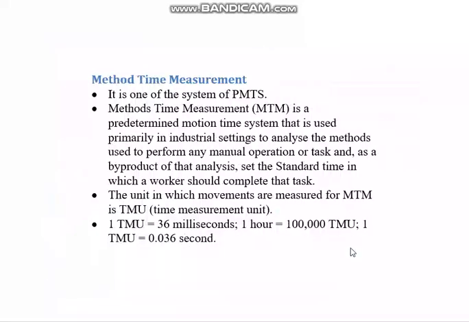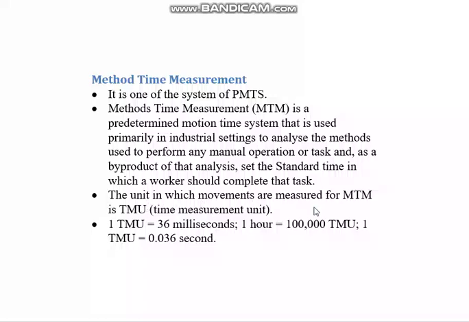Now, method time measurement is one of the systems of PMTS. Method time measurement, MTM, is a predetermined motion time system that is used primarily in industrial settings to analyze the methods used to perform any manual operation or task, and as a byproduct of that analysis set the standard time in which a worker should complete that task. This is again MTM. If you see this, you will understand how this is a very short duration.